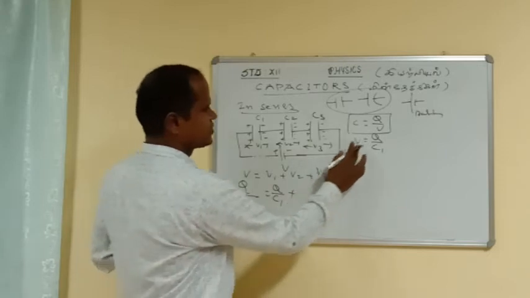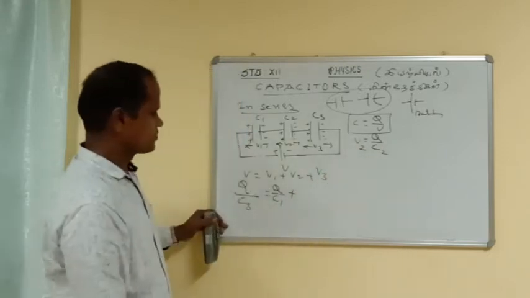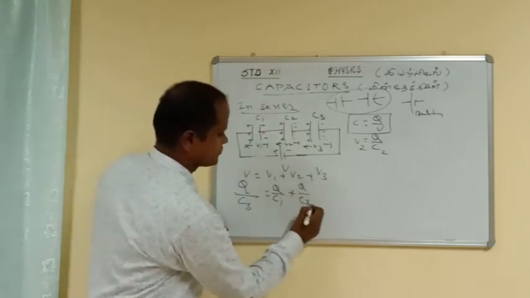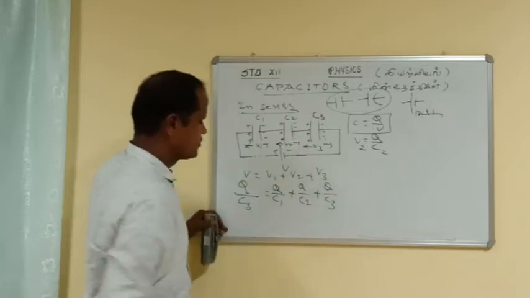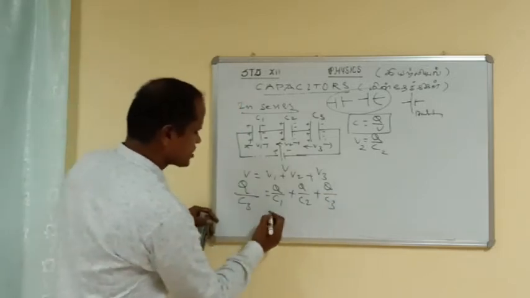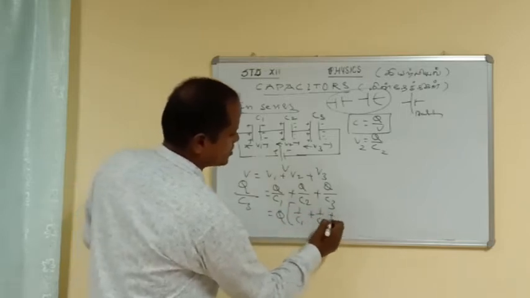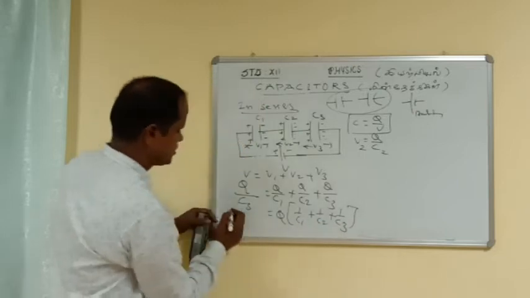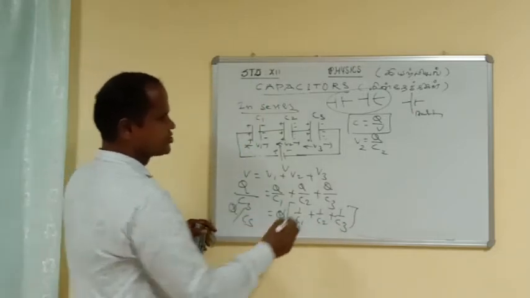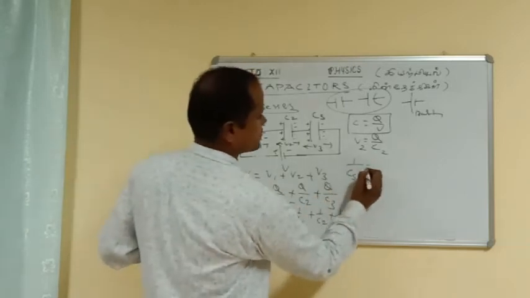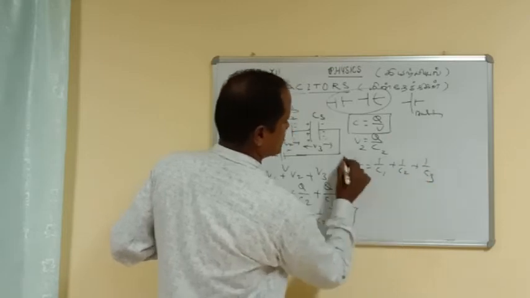What is V2? V2 is nothing but Q by C2. Similarly, V3 is Q by C3. Q is common in all the terms, so take Q out: 1 by C1 plus 1 by C2 plus 1 by C3. This is equal to Q by Cs. We can cancel Q on both sides, so this becomes 1 by Cs equal to 1 by C1 plus 1 by C2 plus 1 by C3.